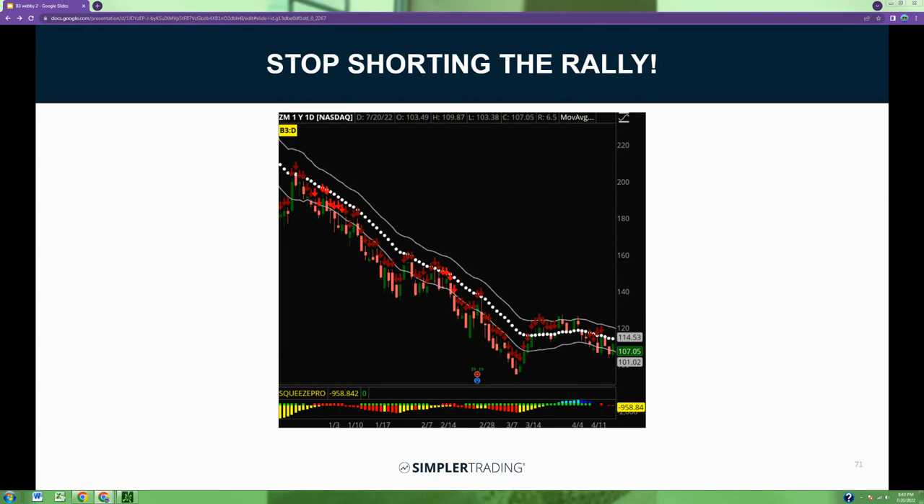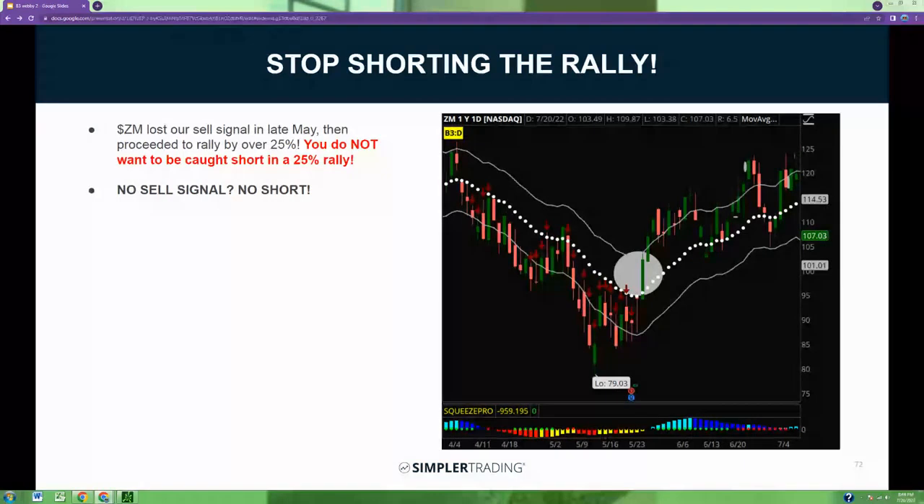So if you look at the daily chart here in Zoom, with all those sell signals a few months ago, you're basically rinsing and repeating that same short over and over again. Rally to the 21, short it. Rally to the 21, short it. Over and over again until what happens? The sell signal disappears.